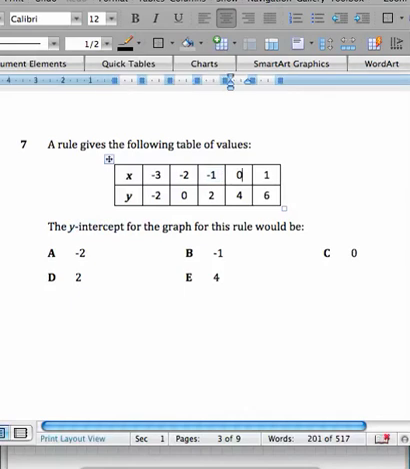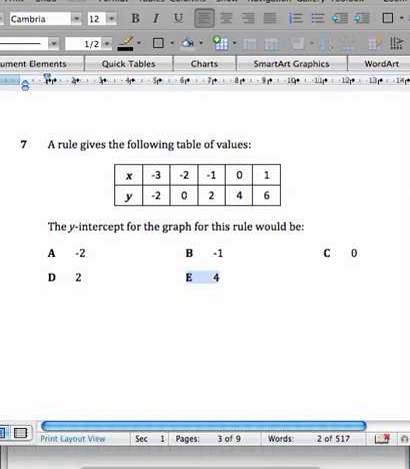And what do you notice? 0. So when x is 0, what is y? Y is 4. So this here is the y-intercept. When x is 0, y is 4. So the y-intercept would be E. And that's it. They haven't asked us to find the gradient. We know we can do that by finding the pattern. But that's it.